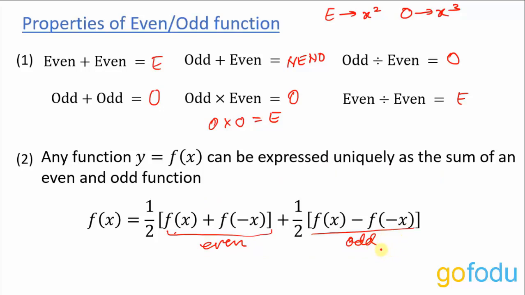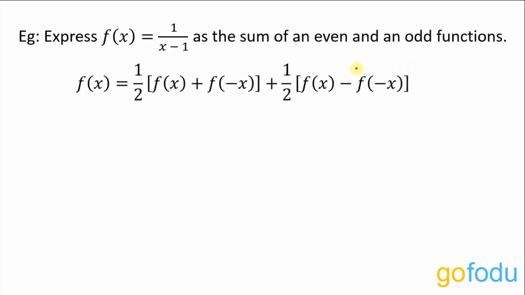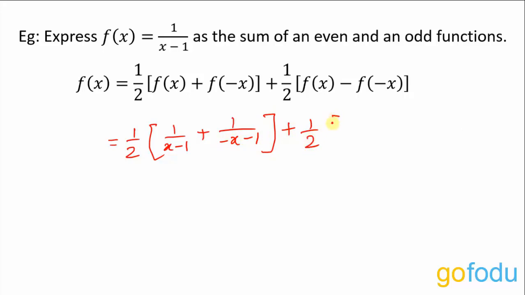Let's express f of x is equal to 1 upon x minus 1 as the sum of an even and odd function. So this is our format. Let's put the value of f of x: 1 upon 2, 1 upon x minus 1 plus f of minus x would be 1 upon, put minus x in place of x, minus x minus 1, plus 1 by 2, f of x is 1 upon x minus 1 minus f of minus x, which would be 1 upon minus x minus 1.